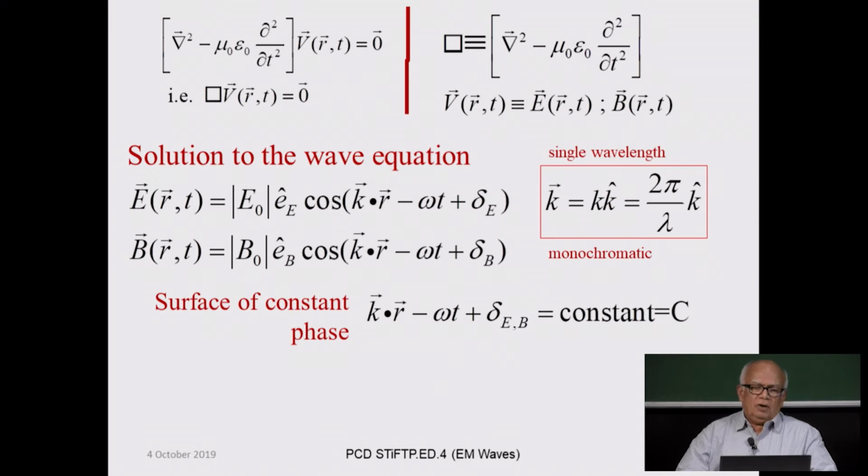So, we can ask, what is the surface of constant phase? The phase is given by the argument of the cosine function, which is k dot r minus omega t plus delta, right? And the surface of constant phase is given by k dot r minus omega t plus delta equal to constant, right? k dot r is k r times the cosine of the angle between k and r, right? Because we do not know what this angle is, we write it as k dot r in general.